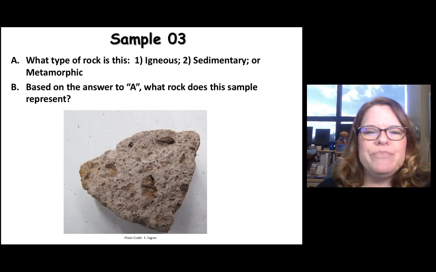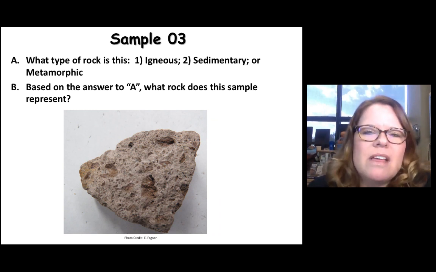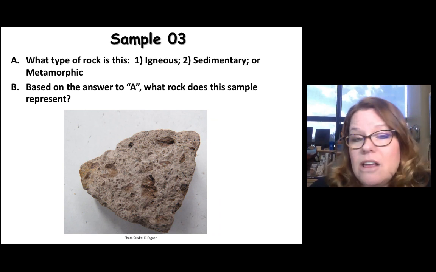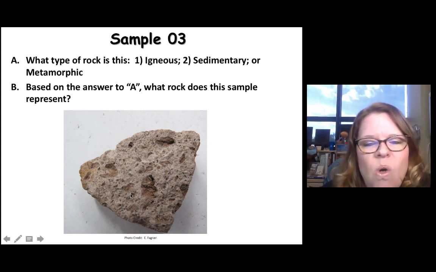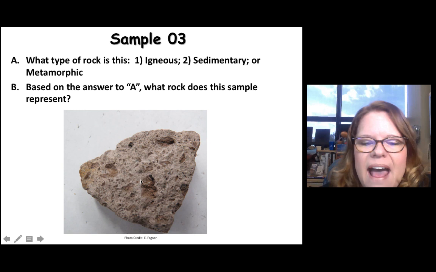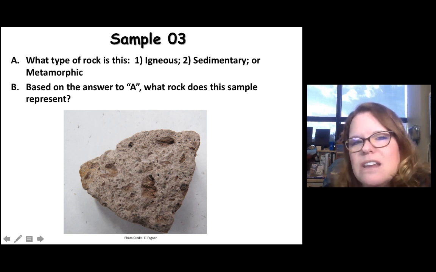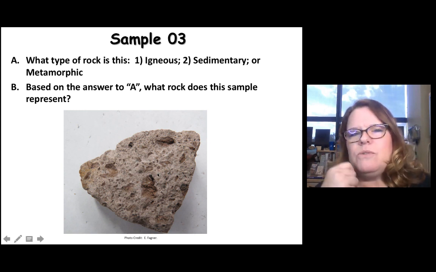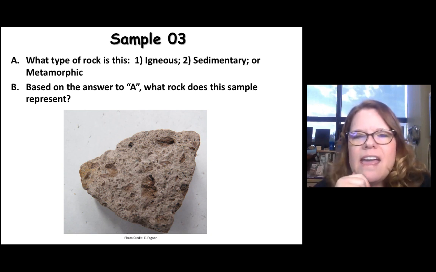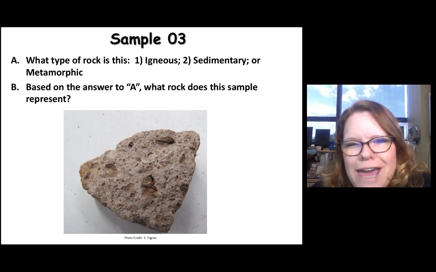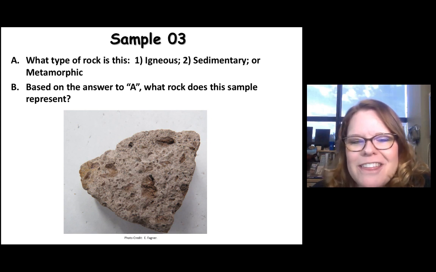So that's sample 2. Sample 3. This one is unique in the fact that it has all this weird stuff. It's got holes in it, like from gas bubbles. So maybe that should indicate to you which one of the 3 rocks had the gas bubble thing, and probably fell in that first category we learned about. So go back and look at that.